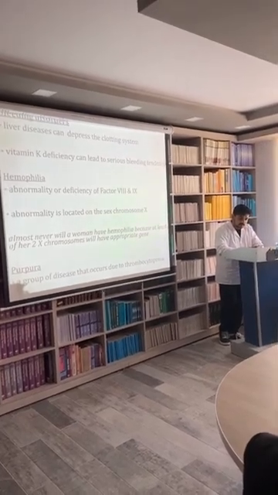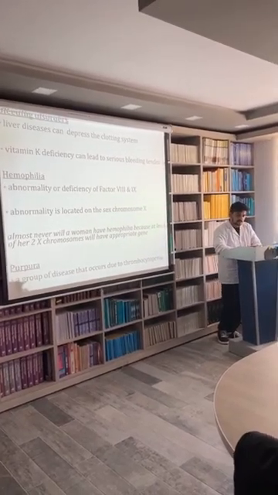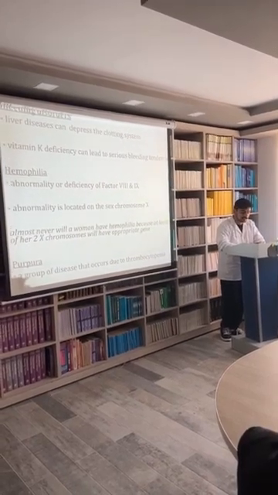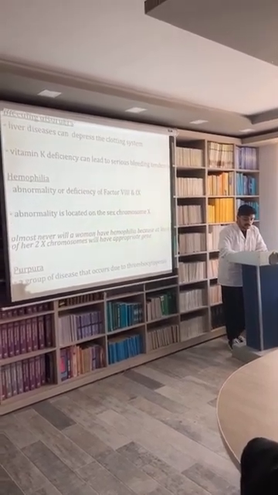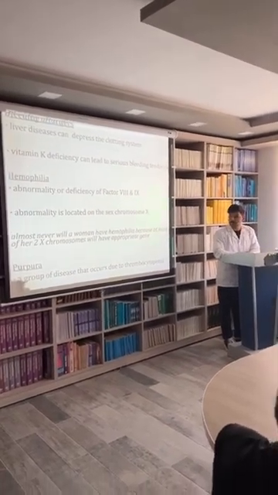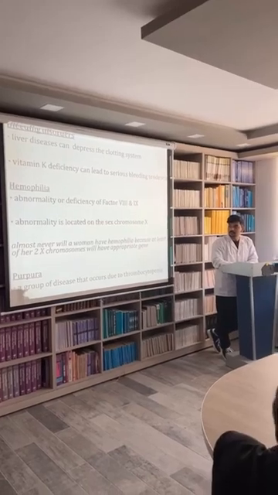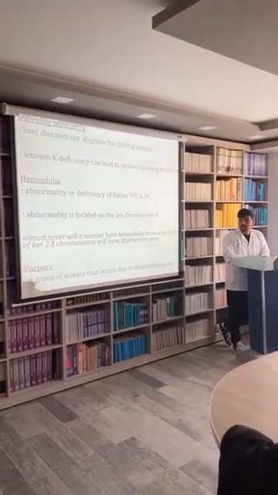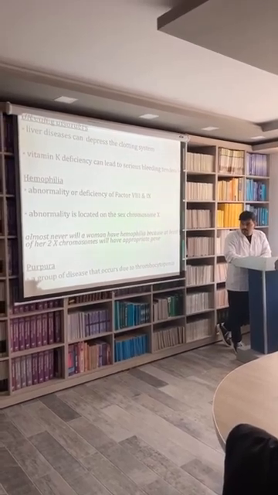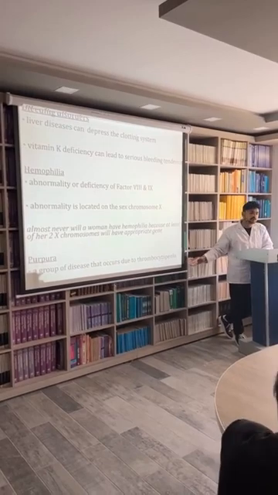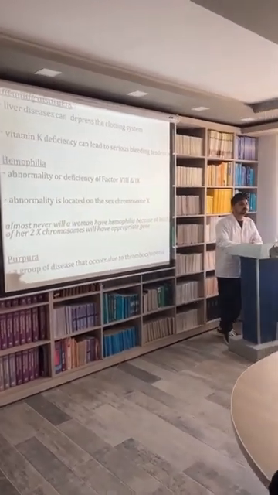Now the bleeding disorders. Liver disease can depress the clotting system. Vitamin K deficiency also leads to a serious bleeding tendency. And there is also hemophilia, which is an abnormality of deficiency of factor 8 and factor 9. The abnormality is located on the sex chromosome X. This is a genetic factor which causes hemophilia. Then there is purpura. Purpura is a group of diseases that occur due to thrombocytopenia, which is a low level of thrombocytes in the blood.